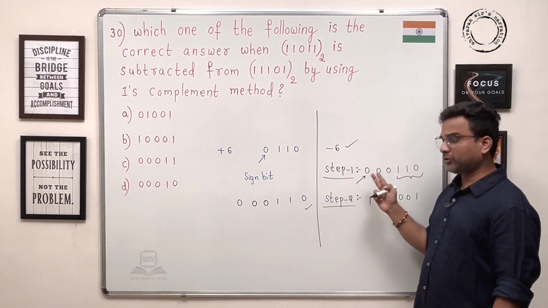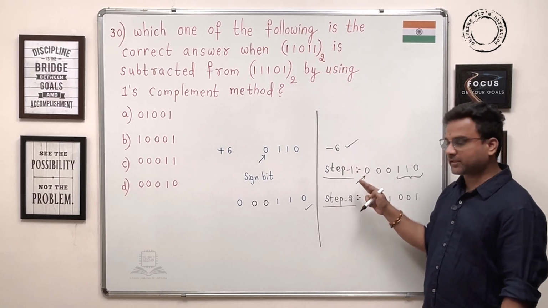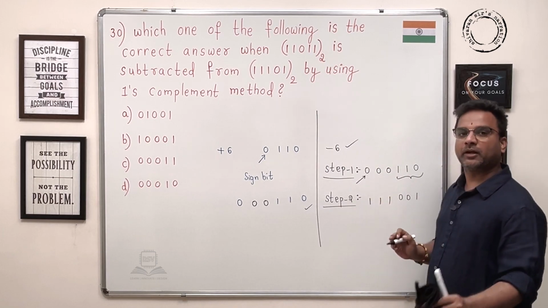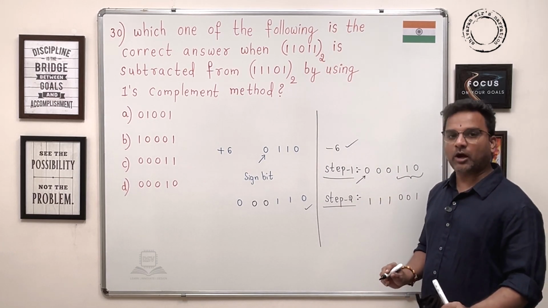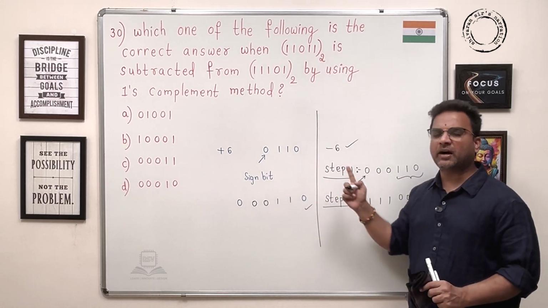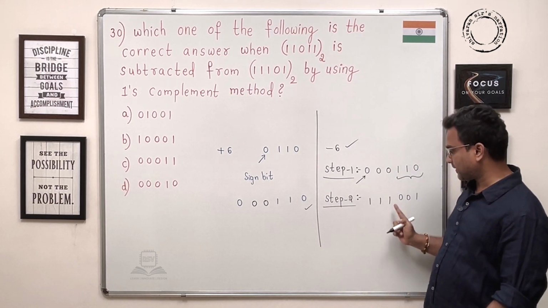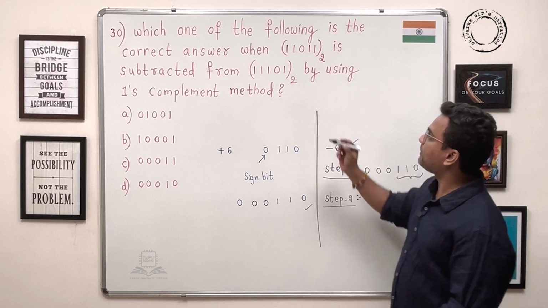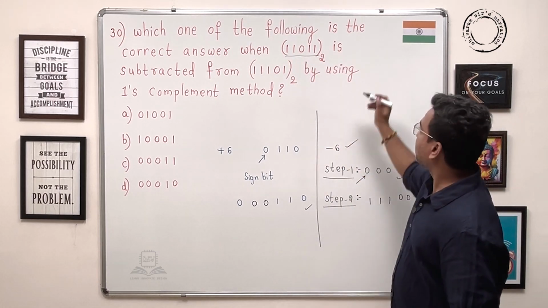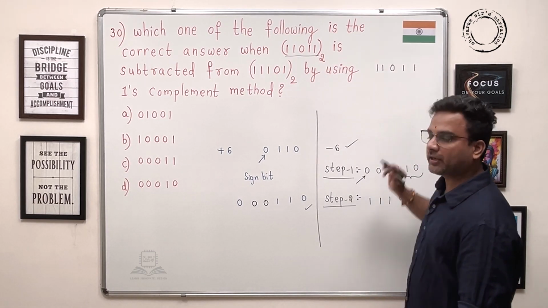For minus 6, it is a 2-step procedure. Step 1, you need to represent the positive number, plus 6. And then in step 2, you need to apply 1's complement. Now we understand how you can convert a positive or negative number using 1's complement. This is the sequence. Now you tell me, this is 111001. It is a number 11011. How can you convert it?